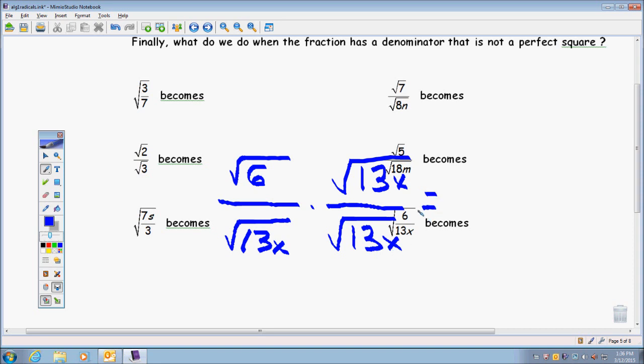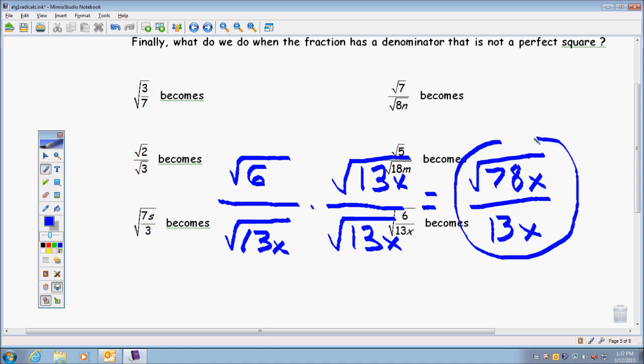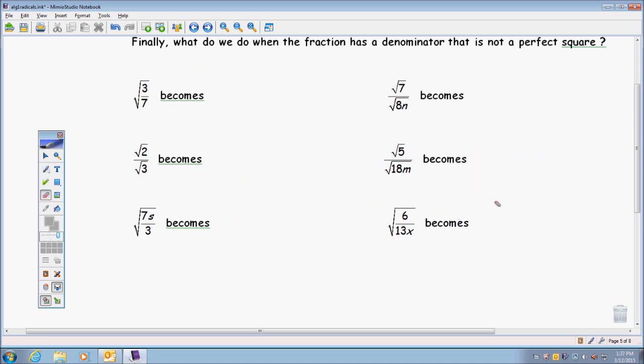Okay, so what we're going to have now, this times this is 78, radical 78. I don't believe that can be reduced. So radical 78x all over 13x. And that's it, folks. That's it. And even though 6 goes into 78, you cannot do it. You cannot touch it. We're done. Okay, folks, that's called rationalizing the denominator, and that's really for the honors folks.